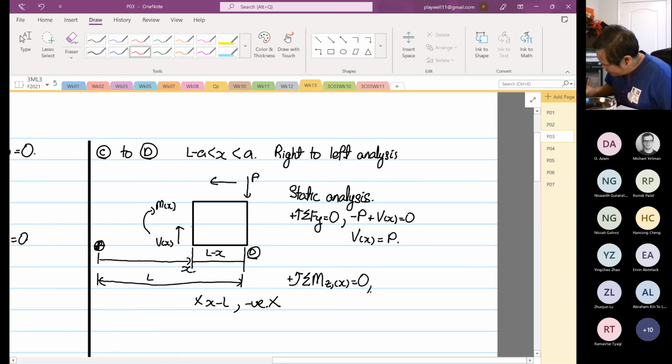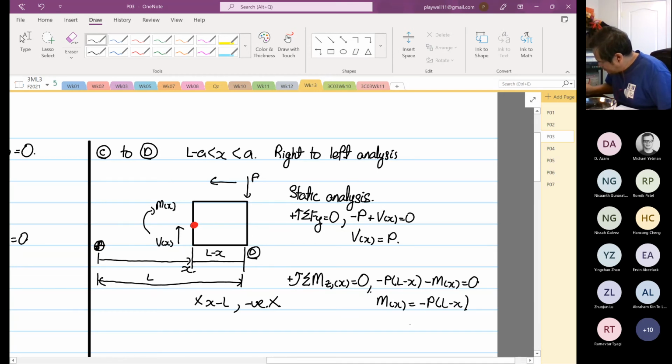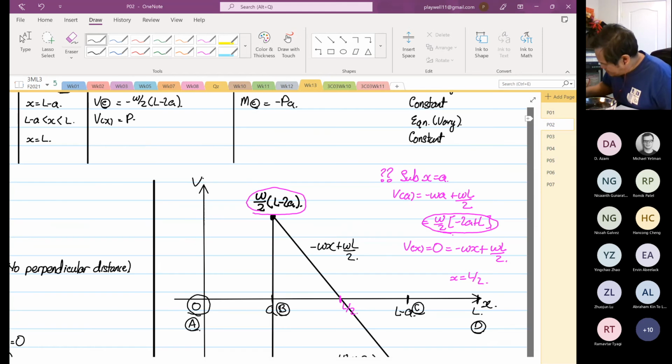Right. So we're going to take our bending moment from this point over here. So now it's going to be in a clockwise direction, minus P times L minus X, right? And then we are going to have minus M as a function of X, the whole thing equal to 0. So M as a function of X is equal to minus P times L minus X. Take out the expression, you will have PX minus PL. Okay. So going back to our table, M as a function of X is equal to PX minus PL.